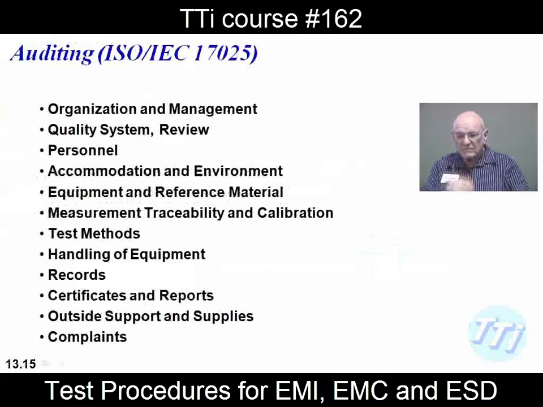Let's see now. What happens here is the auditing of things, ISO/IEC 17025. They're actually auditing the facilities and things of that nature, and they look at the organization, the management, the quality systems. And they insist that you have this. This is about becoming accredited and other things: the accommodations and environment that you have, equipment and reference material, measurement traceability, and calibration. This is all important. Test methods, handling of equipment, records, any complaints that somebody might have had. This is all tracked.